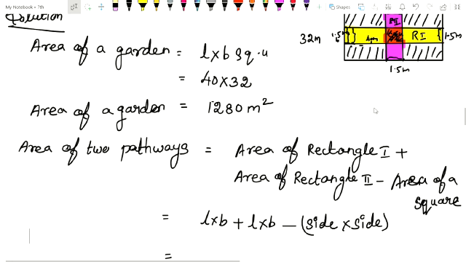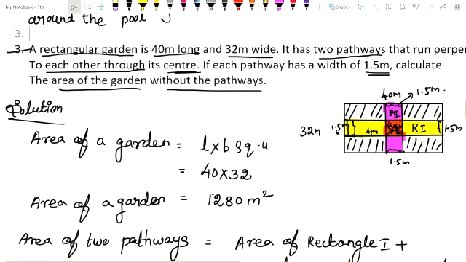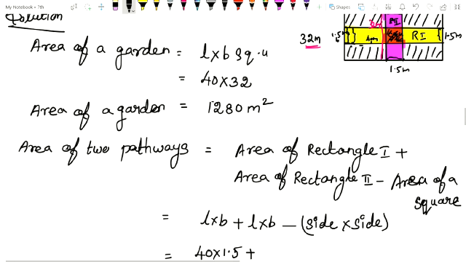So, in rectangle 1, the length is 40 and the breadth is 1.5. Plus, see rectangle 2. This is the length, and this length is 32 meters, so this also is 32 meter. And what is the breadth here, children? Breadth is 1.5 meter. So, 32 into 1.5, minus the side of a square.